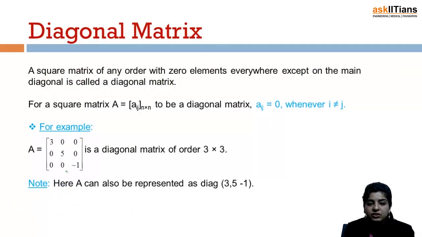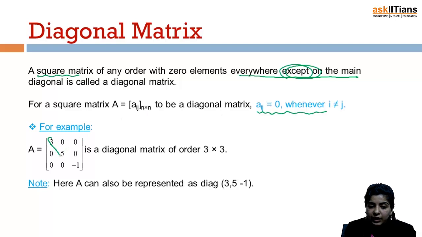Next I have is diagonal matrix. Again a square matrix of any order with 0 elements everywhere except on the main diagonal, right? So mathematically we can say Aij is 0 whenever i is not equal to j. So just remember that the non-diagonal elements are zeros, while the diagonal elements can be anything. They need not be the same, they can be anything in case of diagonal matrix.